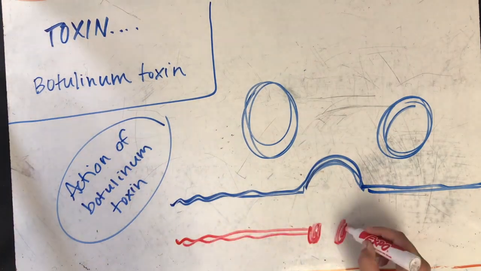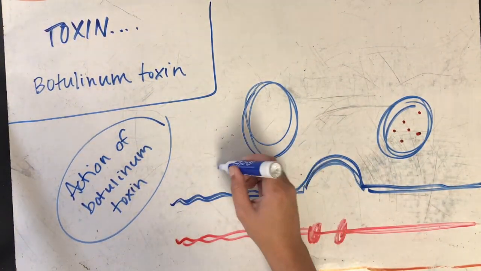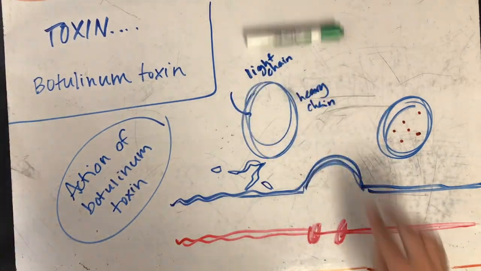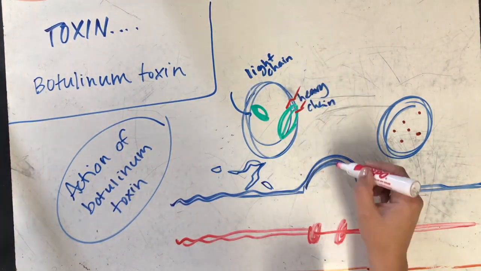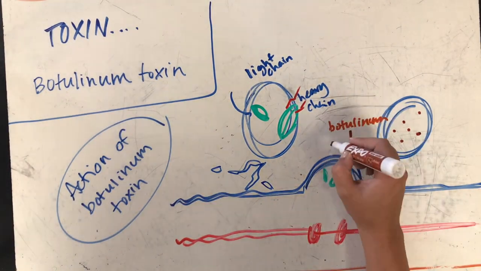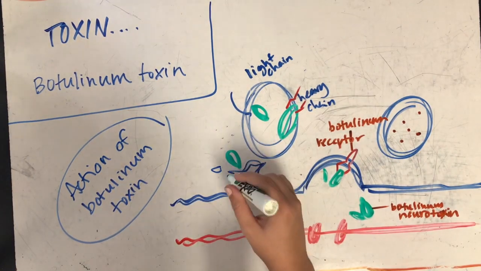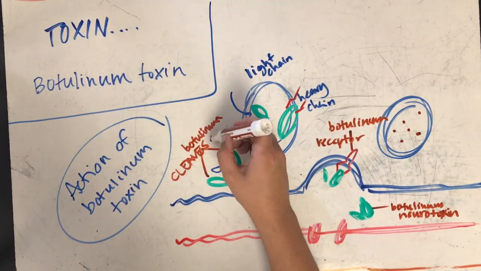When BTX is introduced, the light chain acts as a protease and cleaves the proteins that allow the acetylcholine to leave the cell, disrupting the normal release of neurotransmitters. The acetylcholine, which normally transmits the nerve impulse to the muscle cell, is now blocked, causing flaccid paralysis of the muscles, which is characterized by limp and unresponsive muscles.